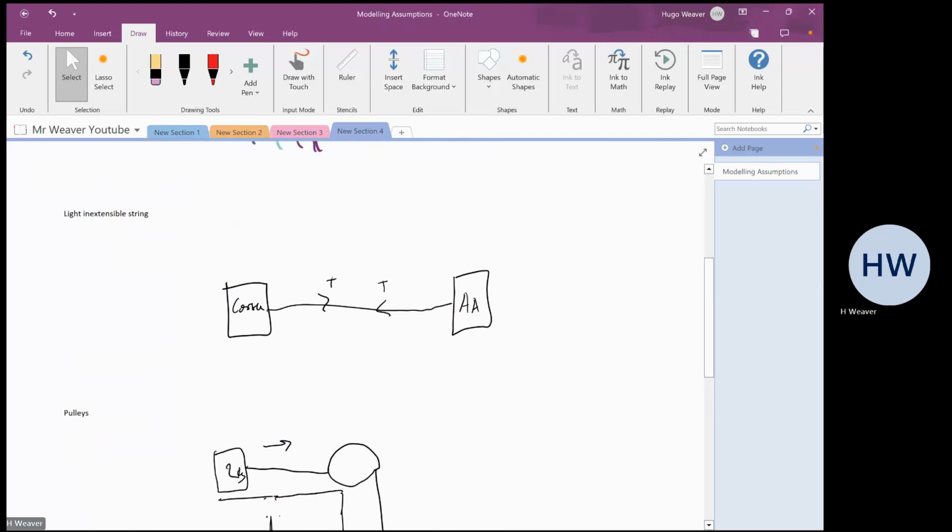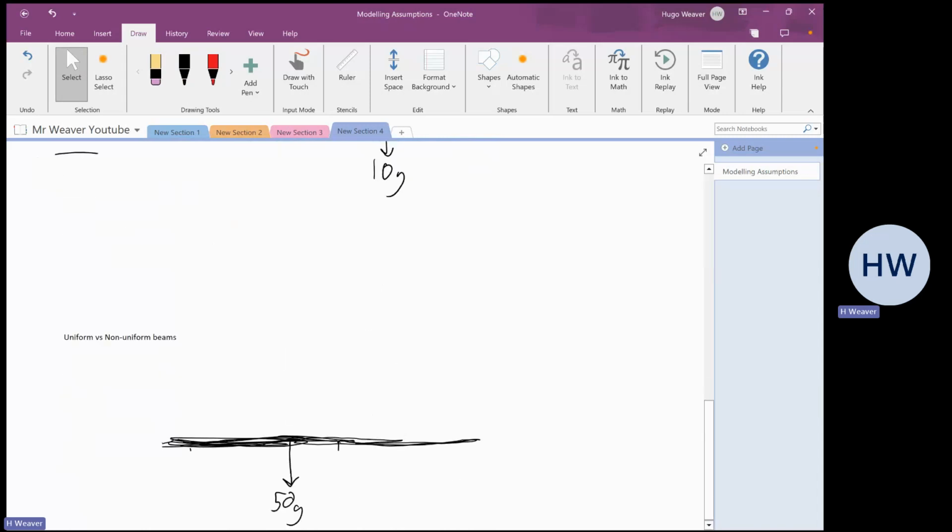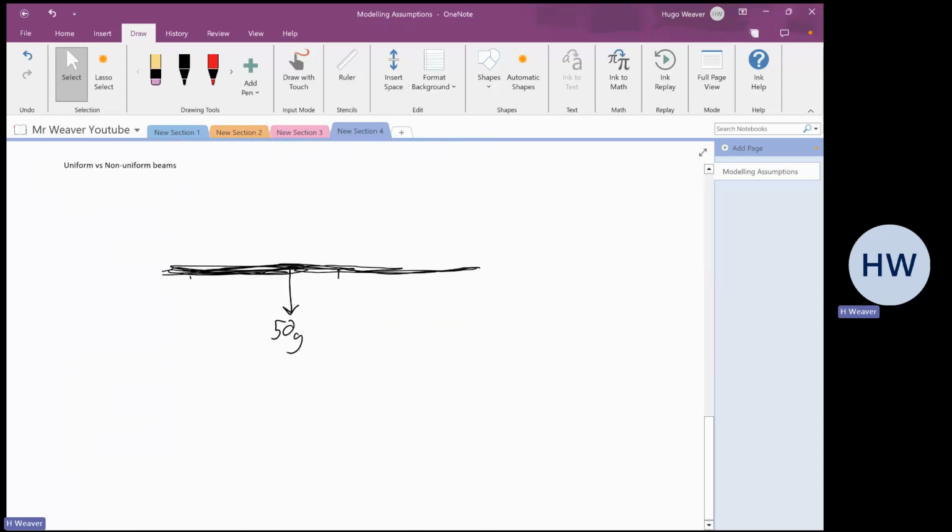Tension the same as the main one. That's an example of the pulley, but smooth is where there's no friction. Rough is where there is friction. And then uniform versus non-uniform beams. Uniform beam, it's acting at the center of the beam. And then non-uniform, it's acting not at the center of the beam. The weight is acting not at the center. And that is pretty much it.